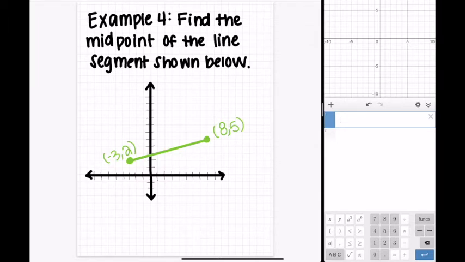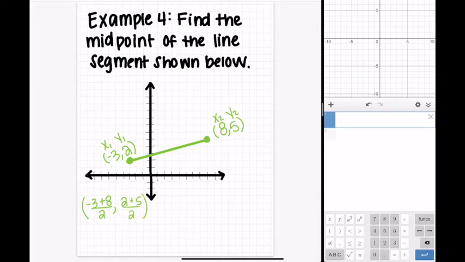All right, so using the midpoint formula, we're going to add the x's together. It doesn't matter which one is x1, y1. Just start with one of them. So we'll say x1, y1, x2, y2. So add your x's together. -3 plus 8, divide that by 2, and then add the y's together. 2 plus 5, and then divide that by 2.